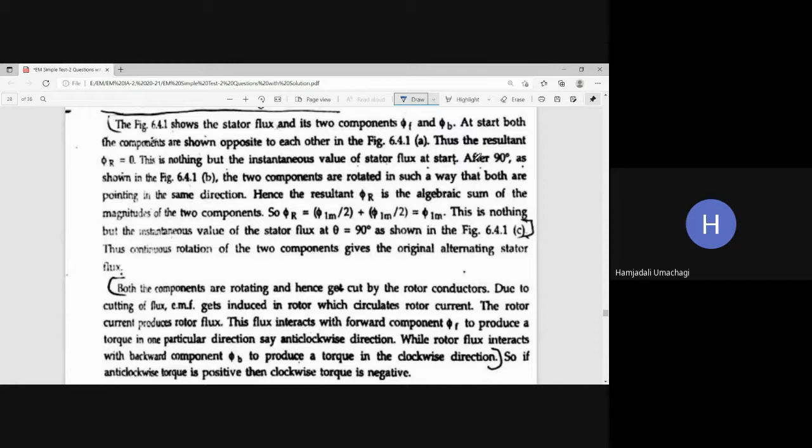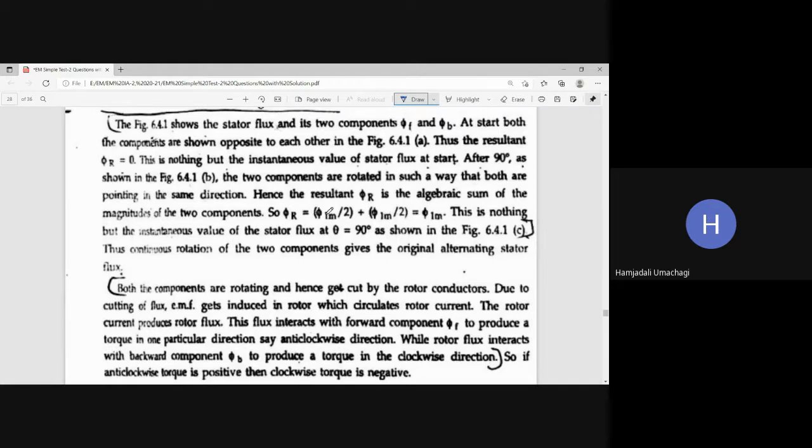After some time, after 90 degrees, as shown in figure 6.4.1b, the two components are rotated in such a way that both are pointing in the same direction. Hence, the resultant flux phi r is the algebraic sum of the magnitudes of the two components. So phi r is equal to phi 1m by 2 plus phi 1m by 2.